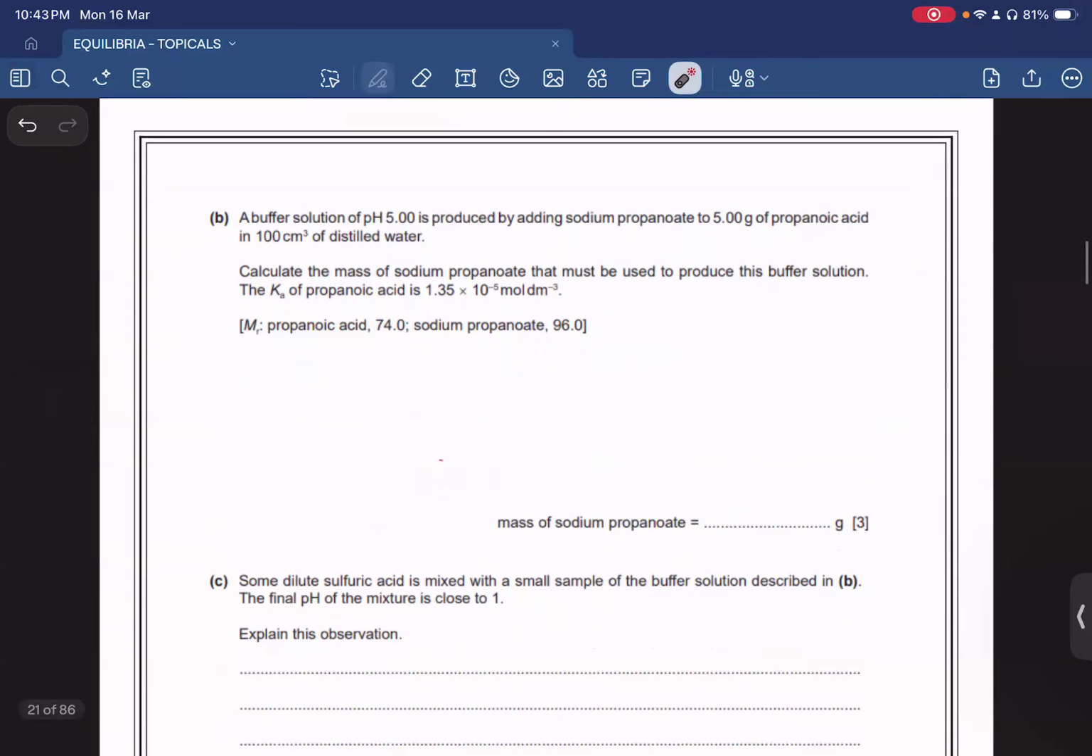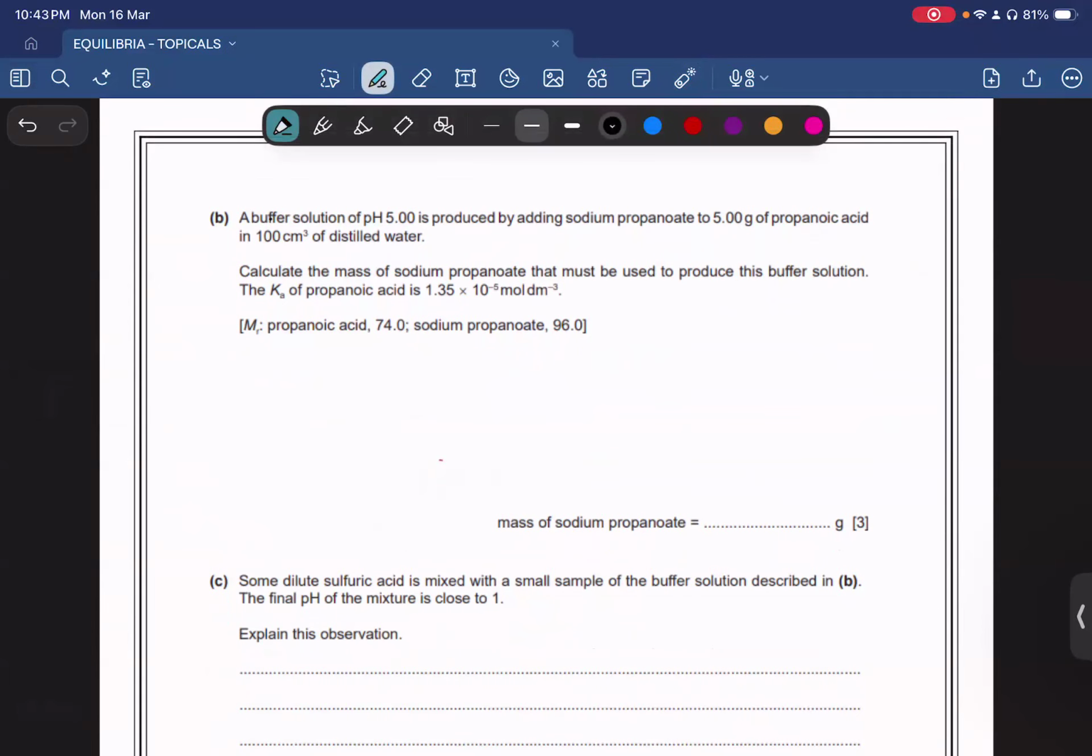Okay. Now let's go to part B. Part B says that I have a buffer solution. Interesting. Buffer solution questions are always interesting. You have a buffer solution, and the buffer solution is of pH 5. As soon as you see the word pH, always know that in some way or the other it's going to ask you the conversion between pH and protons, or H plus ions. And you should know this.